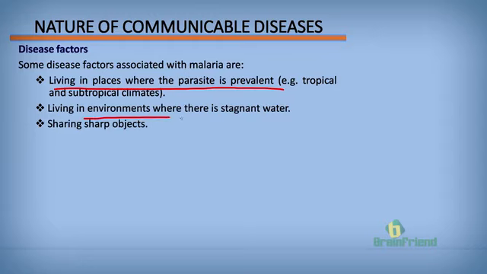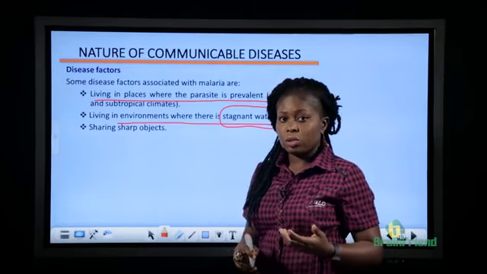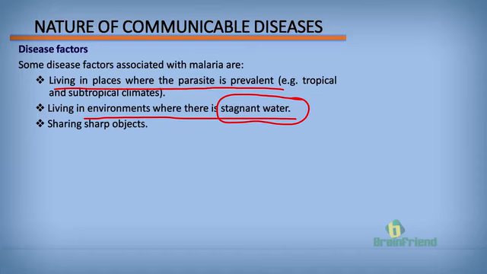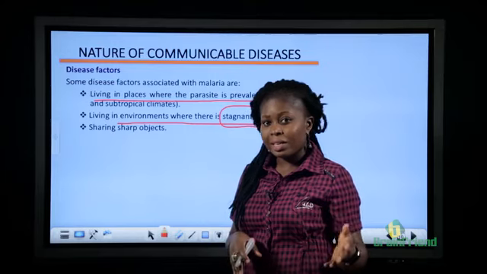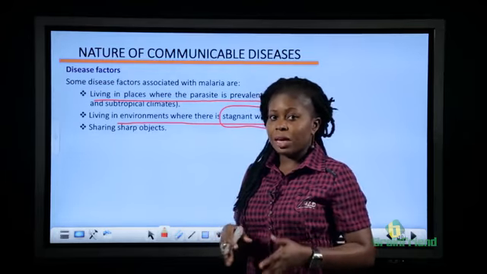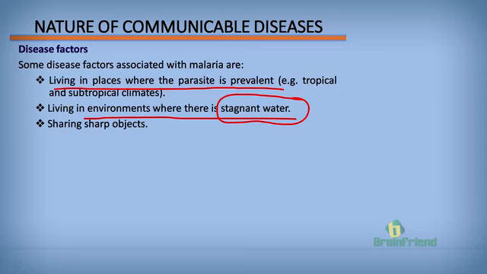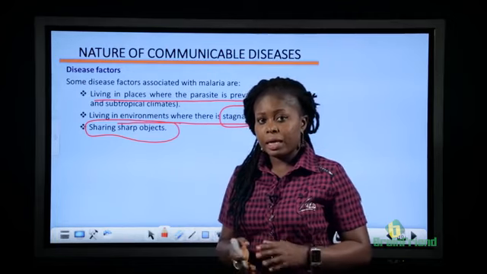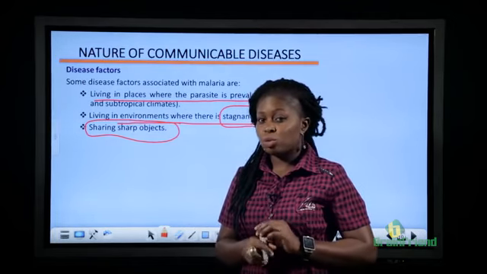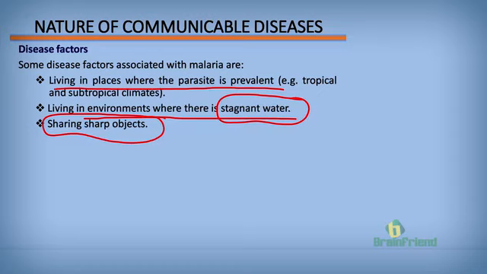Also, living in environments where there is stagnant water. Stagnant water provides a breeding place or site for mosquitoes, okay? So it's important that we always keep our environment, our surroundings clean, and also prevent stagnant water from forming, because mosquitoes can easily breed there. Then another disease factor is sharing sharp objects. We have known from this lesson that malaria can be transmitted through blood, and one of the ways that it can be transmitted is through sharing of sharp objects. So when we are always sharing sharp objects, it increases our chance of contracting the disease.